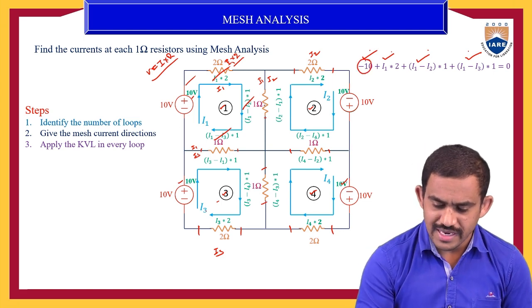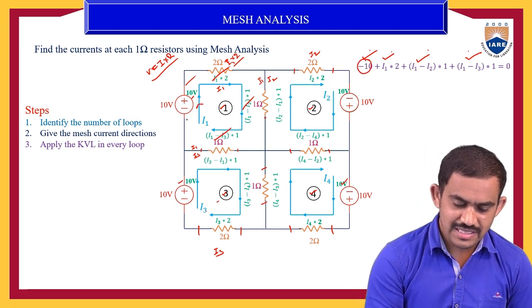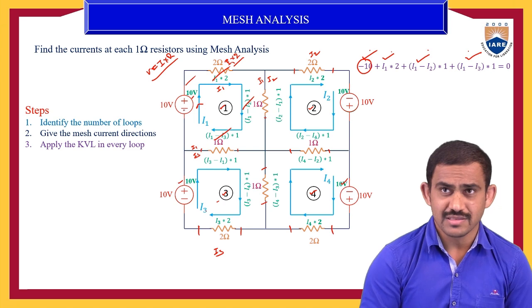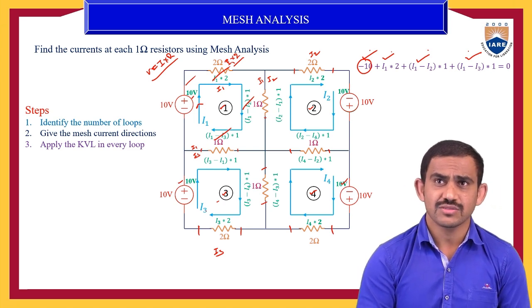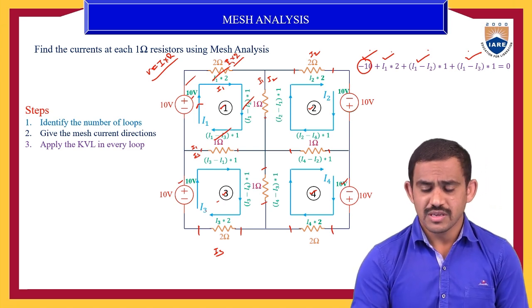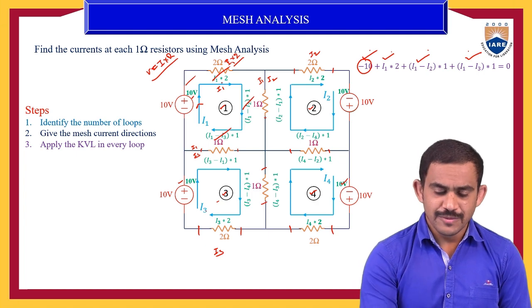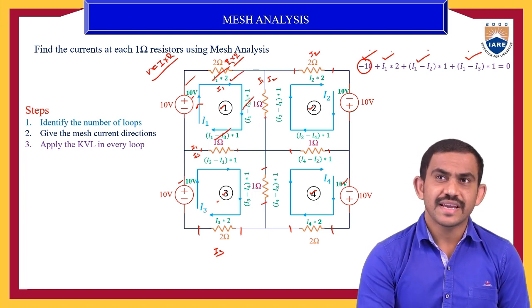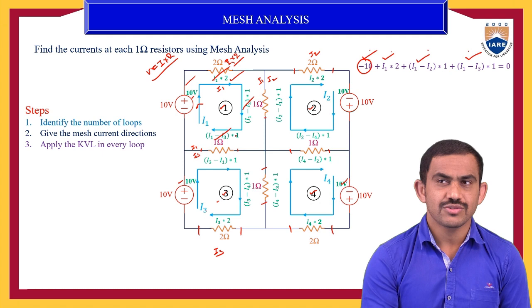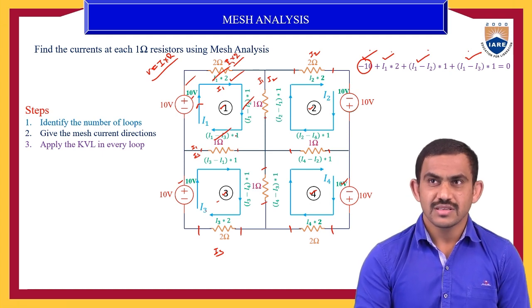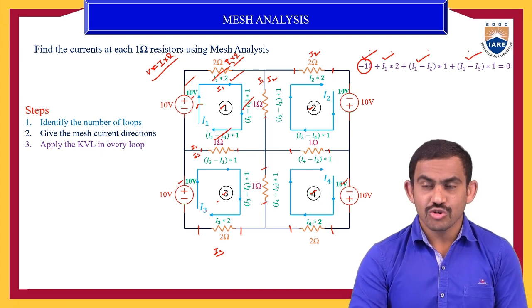Why are we giving the minus 10? Because the current direction is upwards and we started with the source's negative terminal. So the source is started with minus, so we go with minus 10 volts. So minus 10 volts, then I1 into 2, then I1 minus I2 into 1, then I1 minus I3 into 1. So these are the voltages, sum of voltages equal to 0. This is the loop 1 equation.